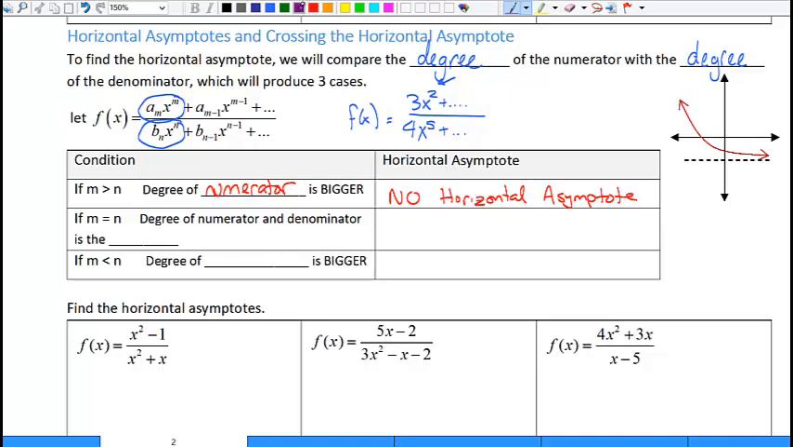Then you'll have another case where the top and the bottom have the same degree. For example, like x squared on the top and then x squared on the bottom. The degrees are the same. If the degrees are the same, then your horizontal asymptote will be y equals a sub m, which is the leading coefficient of the top, over b sub n, which is the leading coefficient of the bottom.